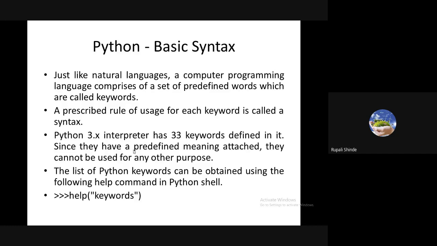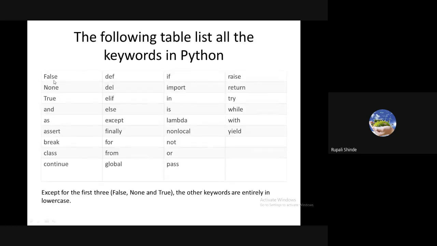Python 3.x has 33 keywords defined in it. Actually, I have a table of these 33 keywords. The list of Python keywords can be obtained using the help command in the Python shell. Suppose you want to find out the help of a particular keyword, then we can find it with the help command. So we can execute it. These are the 33 keywords which we are going to use in the Python language.